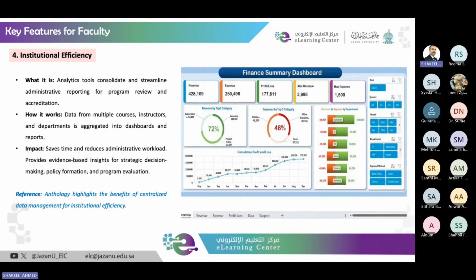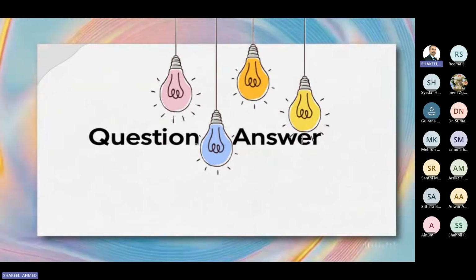Institutional efficiency: we already discussed that different analytics tools can streamline administrative reporting for programs. It can support review and accreditation purposes. So how it works is that data from multiple courses, instructors, and departments is aggregated into dashboards and different reports, so it can help the institution as well.